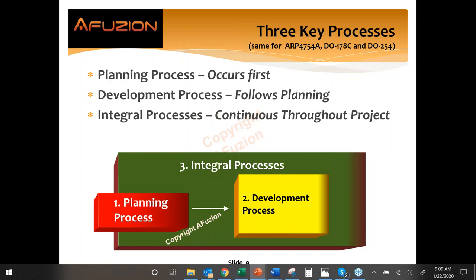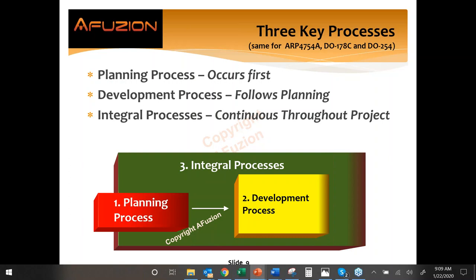Integral processes. Why are they green? Well, I'll answer that. Integral processes are the reviews, the configuration management, the process and quality assurance, the verification for everything, validation for system and hardware and safety. And that's continuous with the certification.